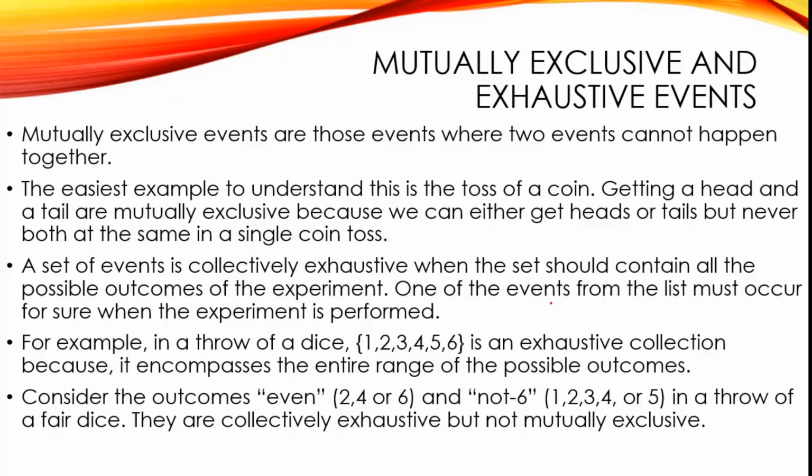The easiest example to understand is the toss of a coin. Getting a head and a tail are mutually exclusive because you cannot get both things. Either you get heads or tails, but never both at the same time in a single coin toss. There is no chance of getting both, unless both sides are the same, heads on one side and heads on the other side. Then whenever you toss a coin, you always get only heads, right?